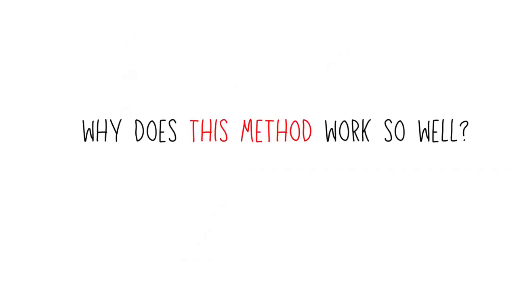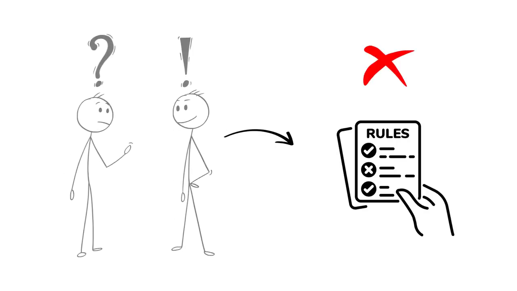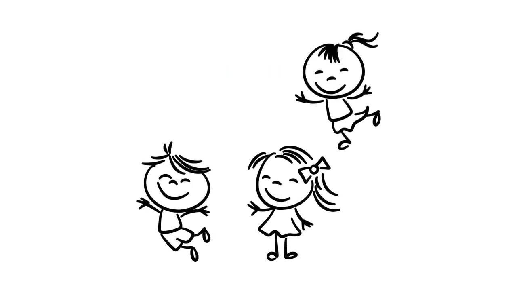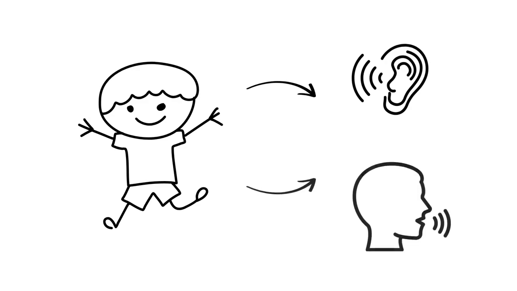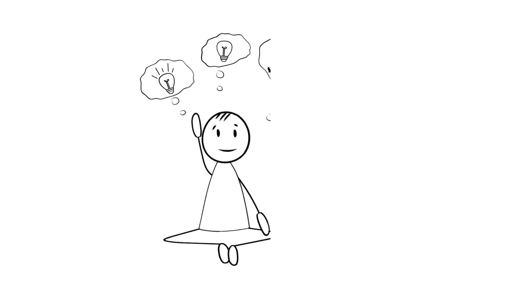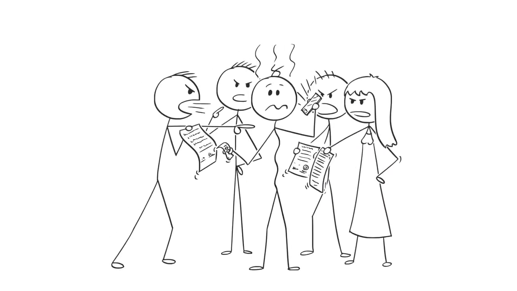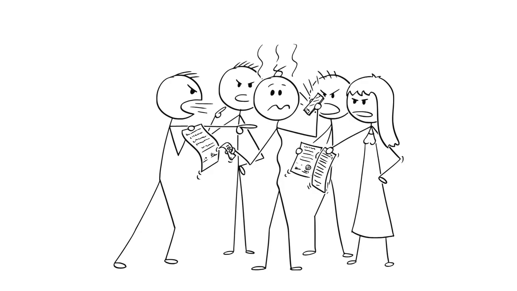So why does this method work so well? Because when you imitate real English, you're not memorizing grammar, you're absorbing it naturally. It's called implicit learning, the same way children learn their first language. When kids learn to talk, they don't study grammar books. They listen, they imitate, and they repeat every day. And before they even know what past tense or present perfect means, they already use it correctly. That's exactly what happens when you use the shadow talk method. You learn grammar without even realizing it, while focusing on what truly matters, communication.